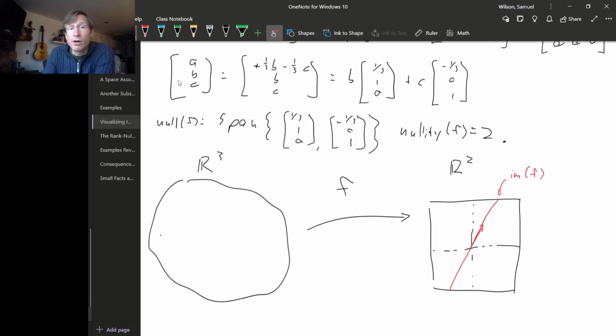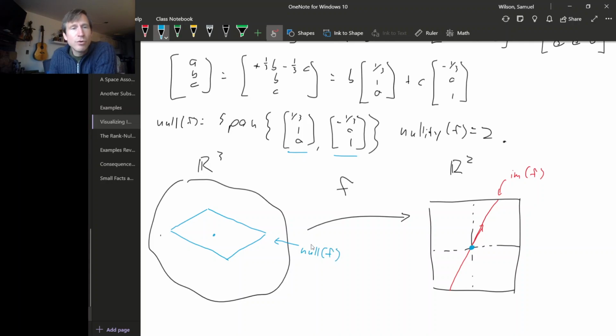Okay, now over in R3, the null space is spanned by these 2 vectors. So what geometric shape do 2 vectors span? They span a plane that goes through the origin. So if the origin is here, these 2 vectors might span, say, this plane, in R3. Now, all of the stuff in the blue plane here gets mapped to 0 over in R2, because this blue plane is the null space of F.